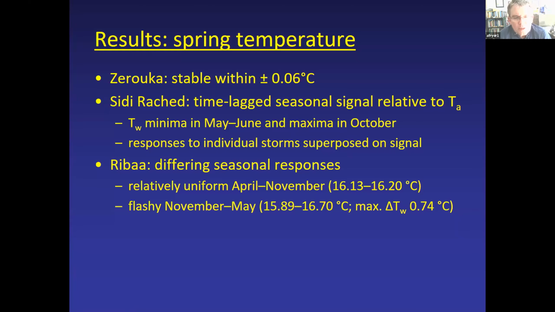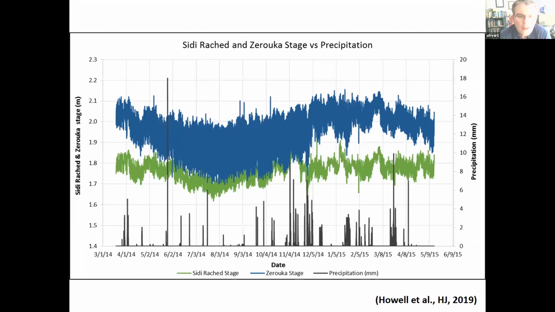At Zaruka, temperatures were stable within less than 1/10 of a degree Celsius plus or minus. At Sidi Rashid, we saw a time-lagged seasonal signal relative to air temperature, with the water temperature minima in May and June, and maxima in October, and responses to individual storms superimposed on the signal. At Riba, we saw differing seasonal responses, with relatively uniform temperatures from April to November, and then relatively flashy from November to May.